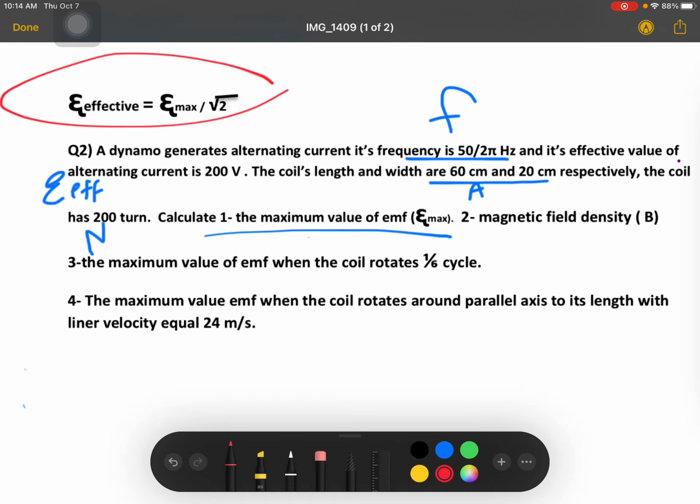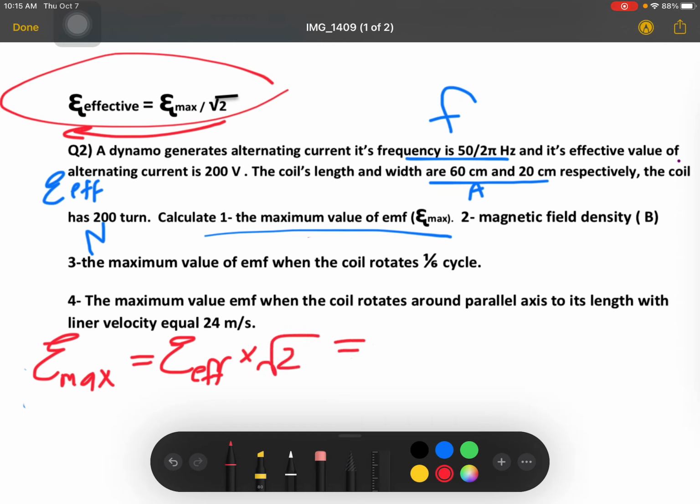So by moving root 2 to the other side like that, E max will equal E effective times root 2. So E max equals E effective times root 2, which will be 200 times root 2 volt. Okay, you can just keep it like that without writing a decimal number.